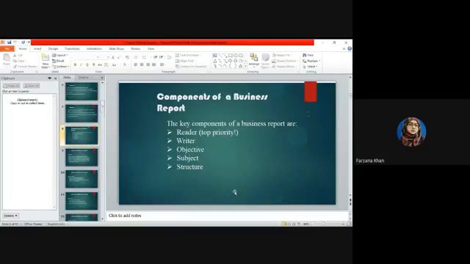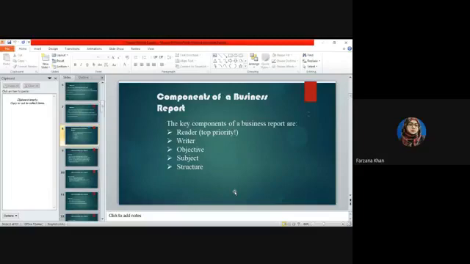The next point is objective. What is the objective behind writing a report? Why is that report going to be written? And the next point is subject. It is also very important to keep in mind your subject while writing a report.